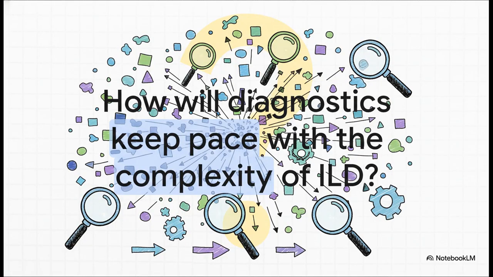So, if there's one thing to take away from all this, it's that interstitial lung disease isn't a single entity. It's a complex mosaic of more than 200 distinct conditions. This incredible diversity means our diagnostic tools have to be more and more precise. And that leaves us with a really important question for the future. As our understanding of the science gets deeper, how will our diagnostics and treatments evolve to keep up with all this complexity?